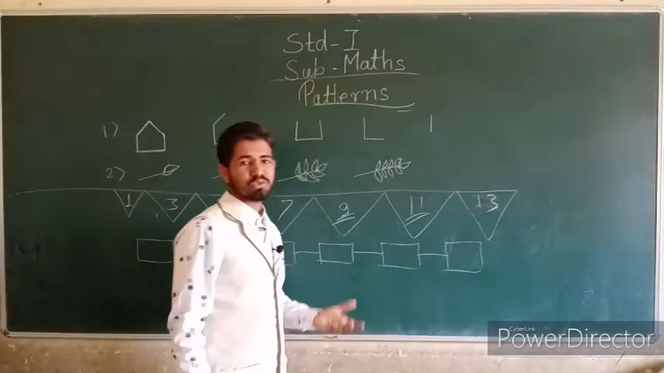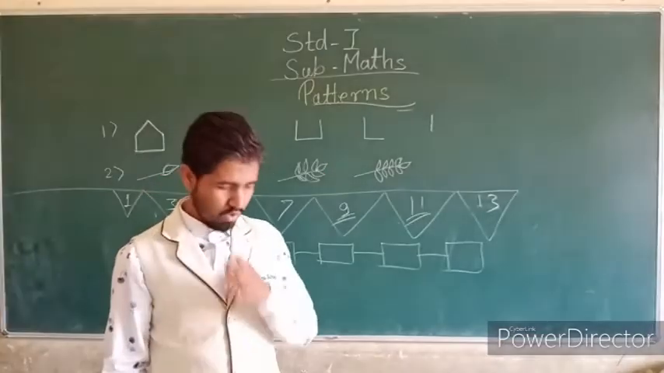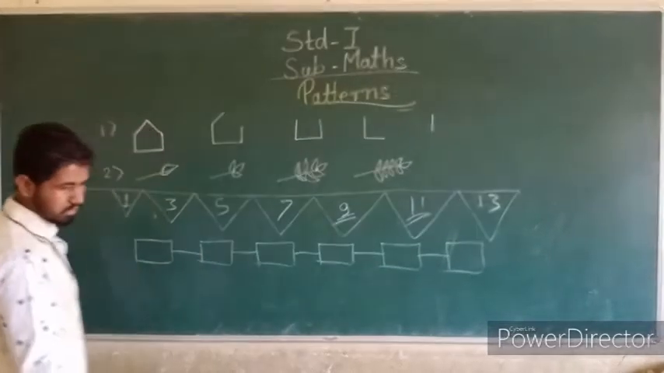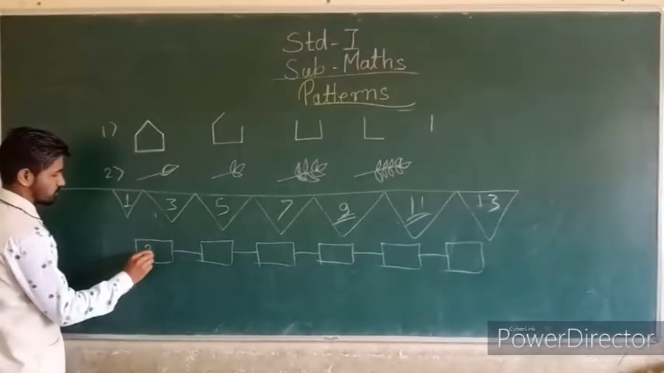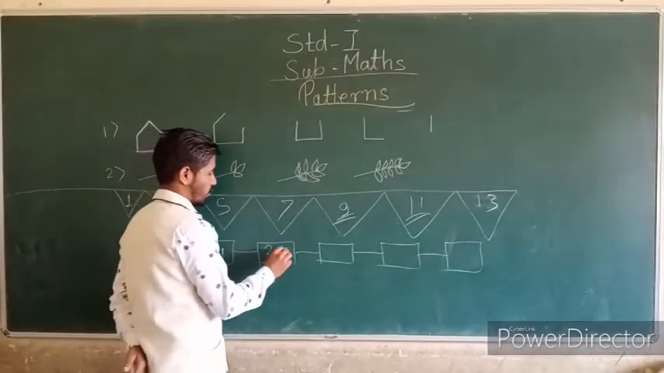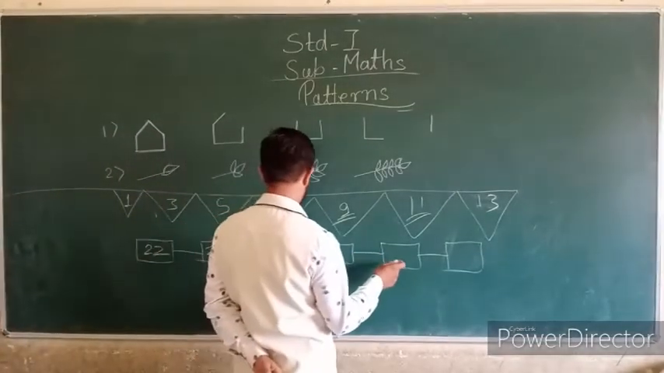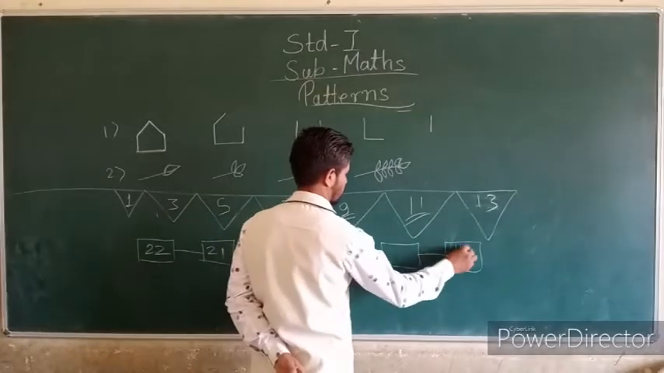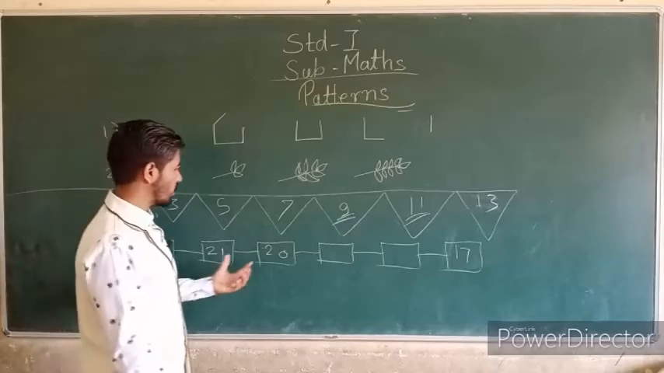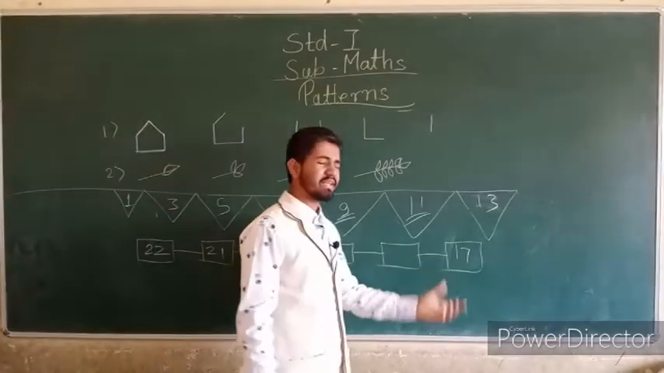So these missing numbers we have to find and write there. Okay. So we have to see 22, 21, 20, dash, 17.